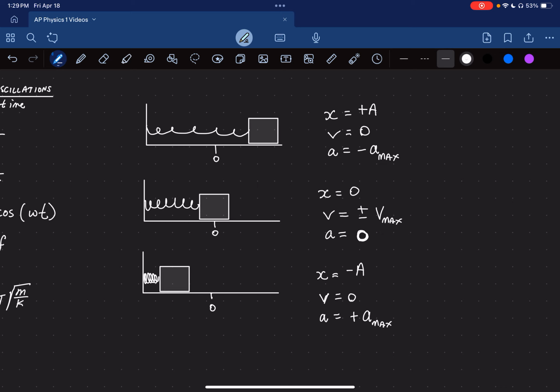On the other hand, when we talk about acceleration, when the mass is at the amplitude over here, it actually has the maximum acceleration. And we say negative because it's being accelerated back this way, which is left. And when it's in the middle, although it's moving at the fastest velocity there, its acceleration is zero. And then over here at this other end, when it's at the negative amplitude, again, it's being accelerated back in this direction. That's positive A max.